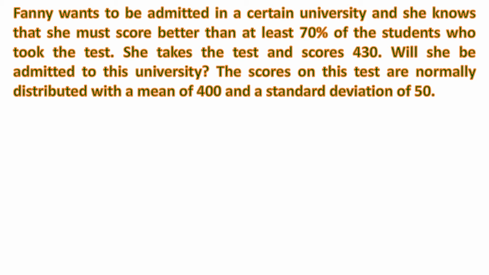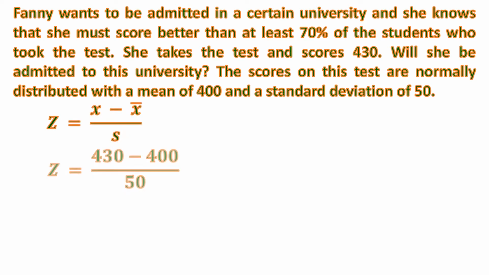And so let us convert first the score 430, which is the x, into z so that we can plot it in the normal curve. So I'm going to use the formula for z. Substitute x by 430, and the mean is 400 and the standard deviation is 50. Then let us subtract the numerator. 430 minus 400 is 30. Then divide 30 by 50. So z is equal to 0.6. So the x 430, if you transform it into z, it will be 0.6.